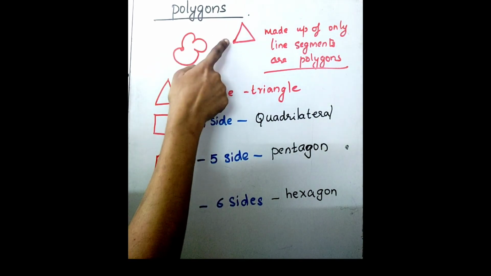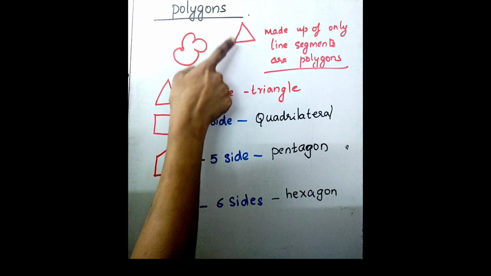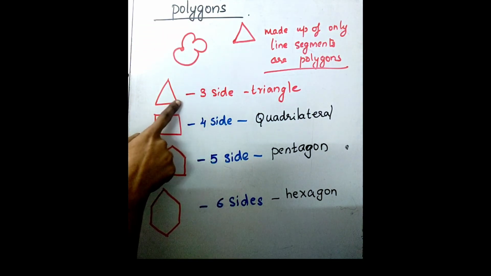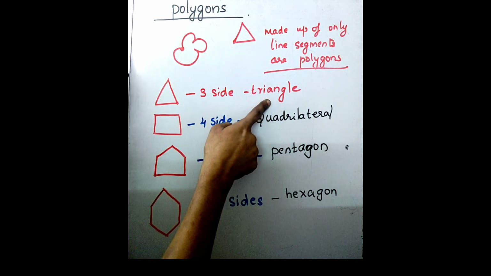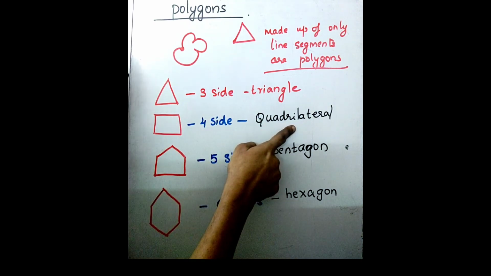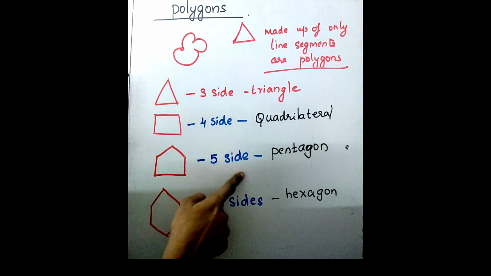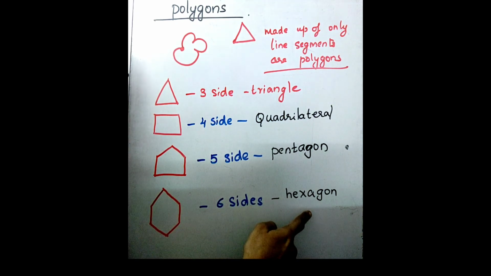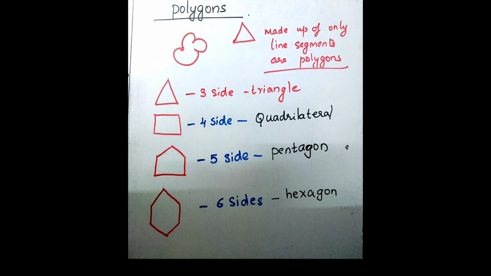All the figures that are made up of only line segments are called polygons. There are different types of polygons. Three-sided polygon is a triangle. Four-sided polygon is a quadrilateral. Five-sided polygon is a pentagon. Six-sided polygon is a hexagon. So please study this much.